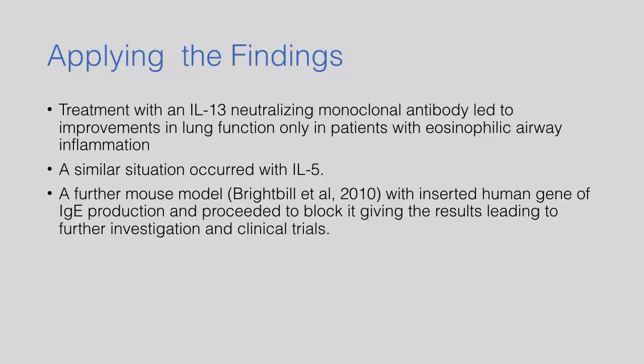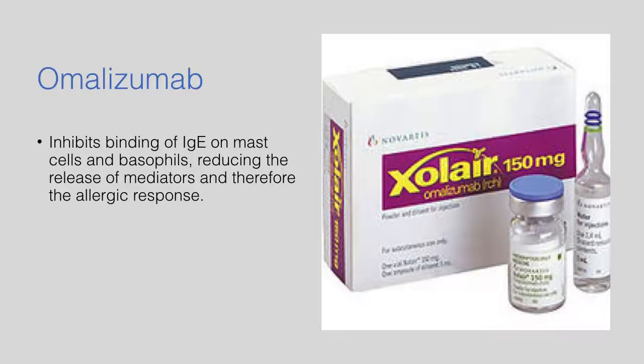Interleukin 13 and 5 showed to only be functional in eosinophilic airways, so couldn't be applied to all aspects of asthma. However, there were successful findings from Bright-Bill et al., who found blocking IgE was a highly effective treatment in these mouse models. Clinical trials and further development led to the production of omalizumab. Omalizumab is a drug example that has been discovered through the use of these mouse models. It inhibits the binding of IgE on mast cells, which prevents the inflammatory response in airways.